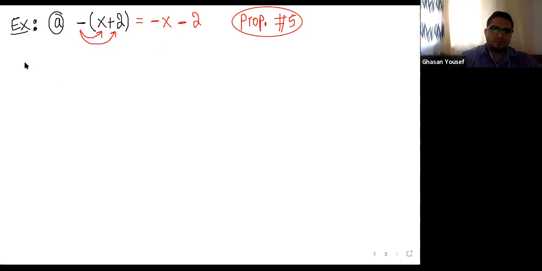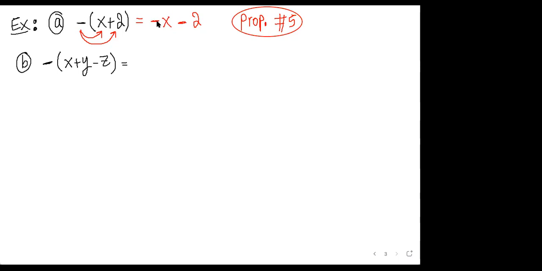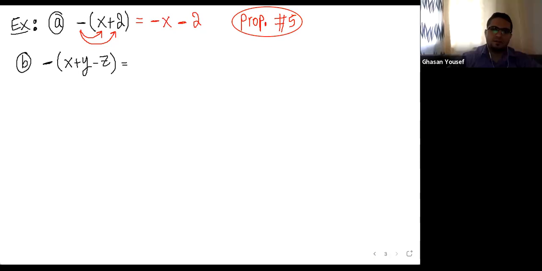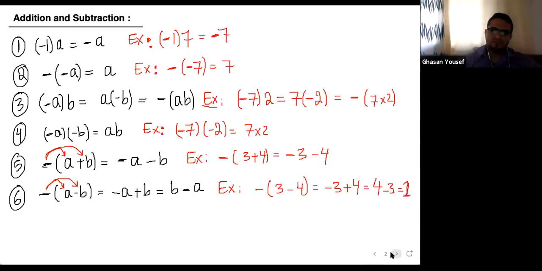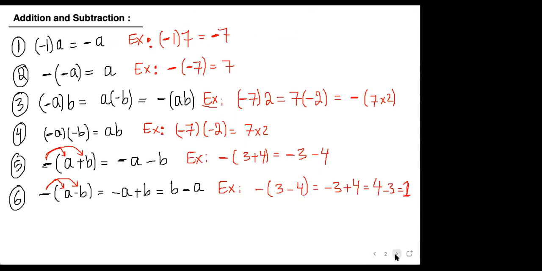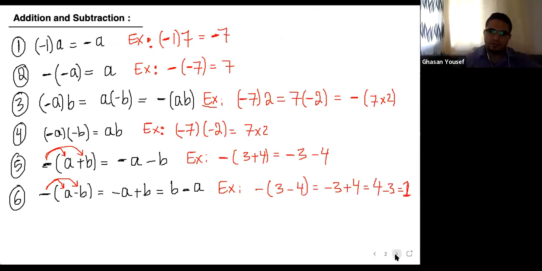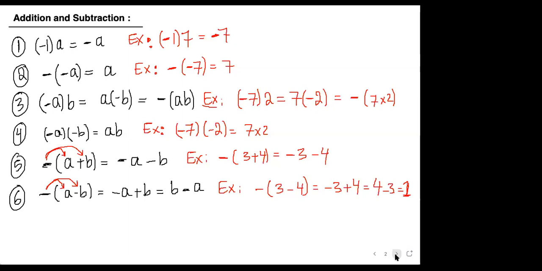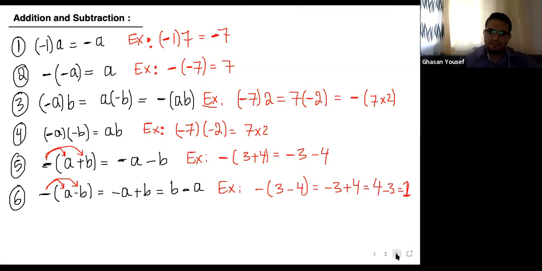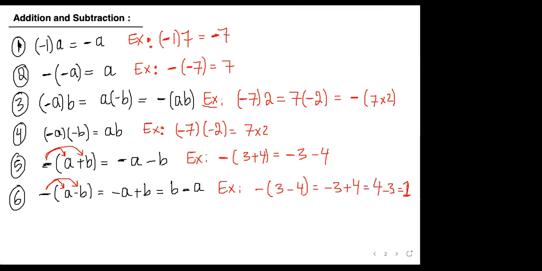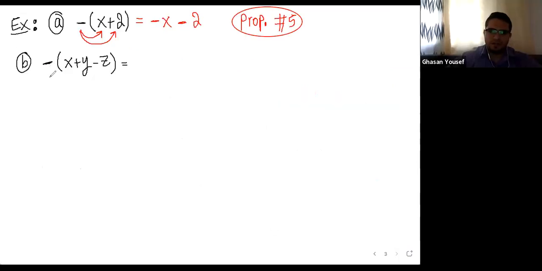Now, number 2, B. The question is minus, open parentheses, x plus y minus z. Who will do this one? I will try. Okay. Which property would you like to use in the beginning? I would use the addition and subtraction property. Okay, which one? No, I think distributive property first. Which one from these, 1, 2, 3, 4, 5, 6? I would use number 5. So you're distributing the minus inside the parentheses.